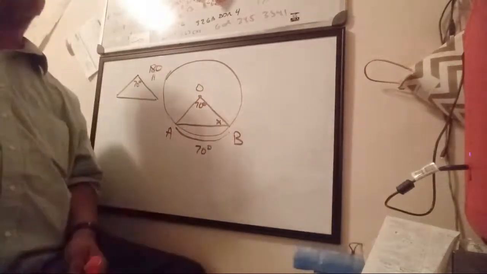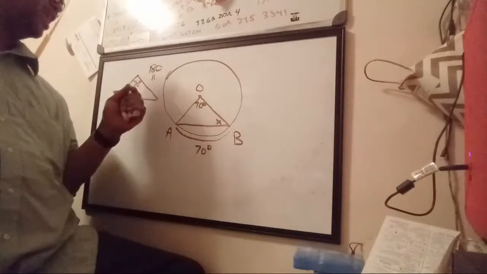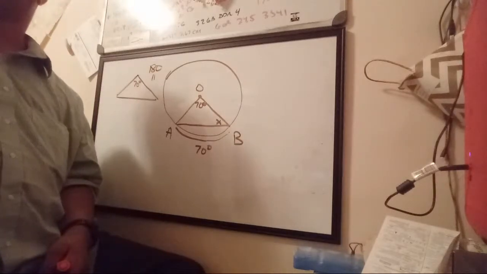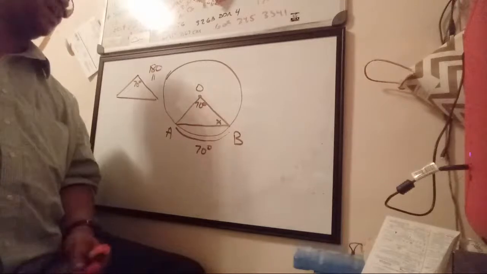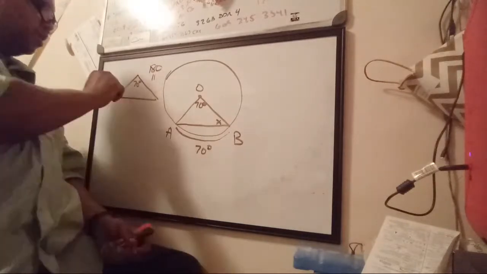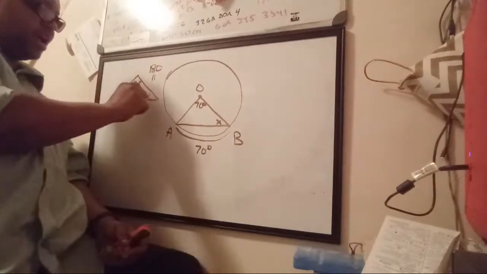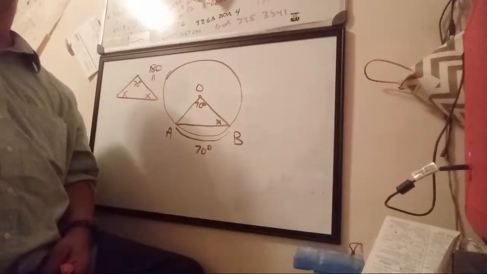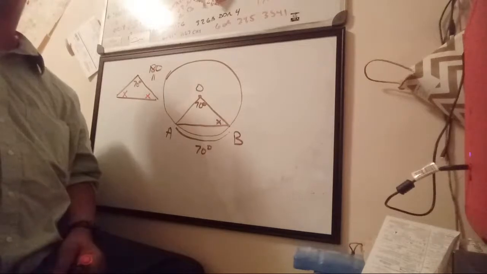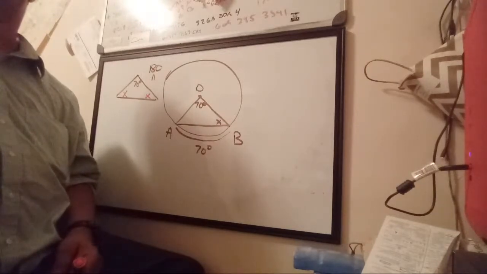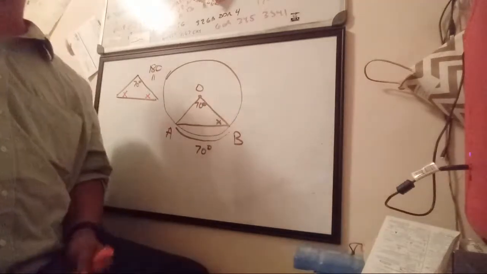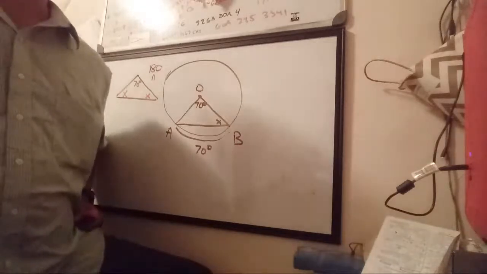Okay, so 180. So how many degrees are left after we take away 70? 110. So, would you guys agree that these two angles are the same since this is an isosceles triangle? Yeah. So 110 divided by 2 is 55. Good. All right. Good job.